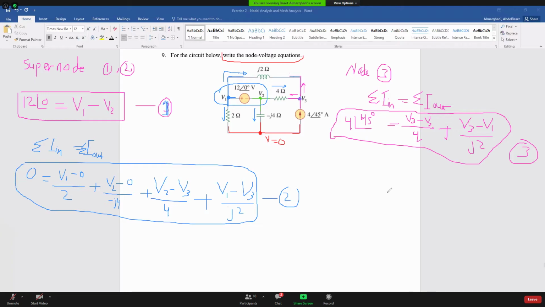This question has everything: it has a current source, it has a voltage source, it has a voltage source between two nodes, so that is the super node. So for a question like this, if you can do the equations, it means you can do the equations for every circuit, no problem.